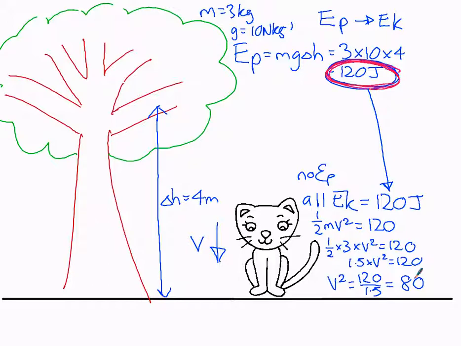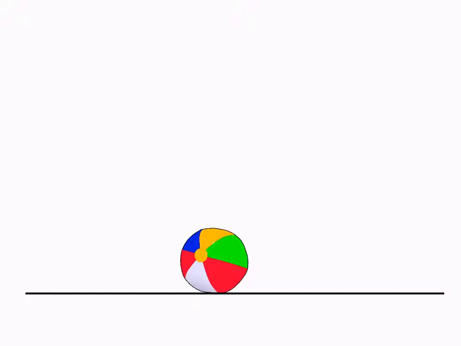But we've got a squared in there, we need to get rid of that. So v is the square root of 80, which is 8.9 meters per second. So that is the speed at which the cat is travelling when it hits the ground. The reverse situation we need to have a look at, and that is where we have kinetic energy and it's changing to gravitational potential energy.